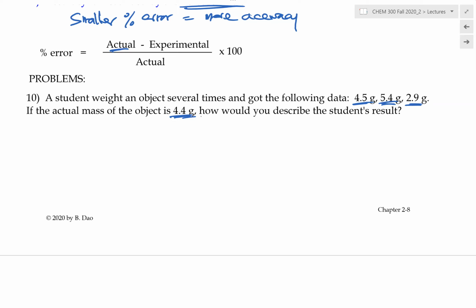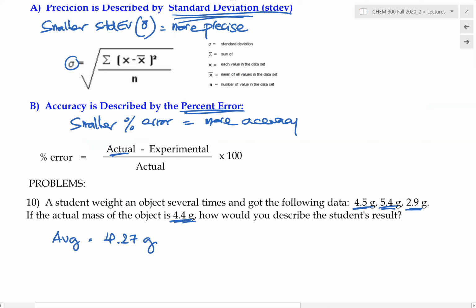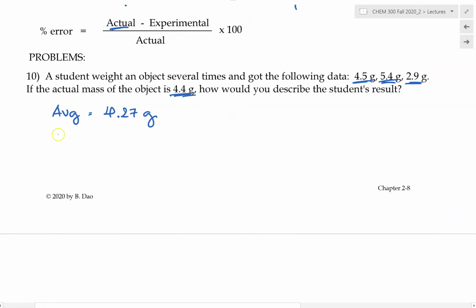Then now let's do some calculation. So first, figure out what the average would be. From these three data points right here, the average would then equal 4.27 gram. And also calculate the standard deviation. Hopefully you have learned how to do this from your math class already, but you can apply this equation. In this case right here, I'll just give you the standard deviation, and we will learn how to calculate this in more detail in one of the labs. The standard deviation in this case equals 1.26 gram.